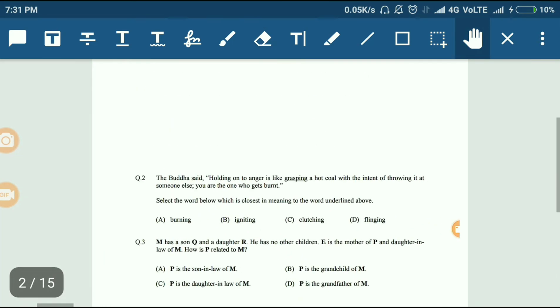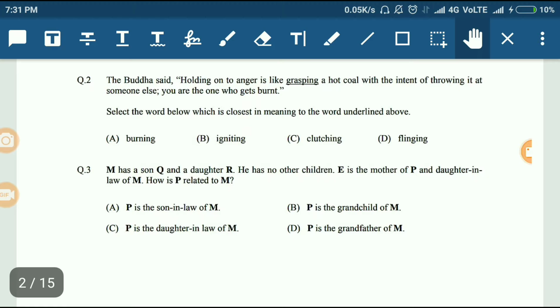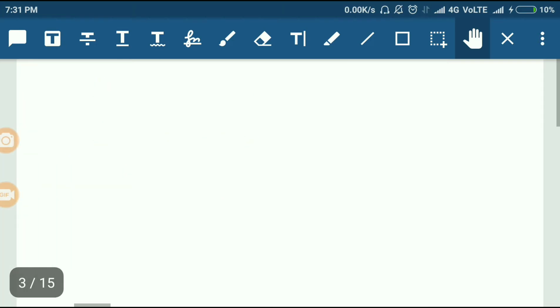So which option is correct over here? P is grandchild of M. Option B is correct.